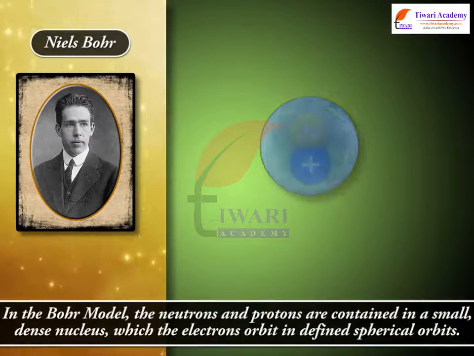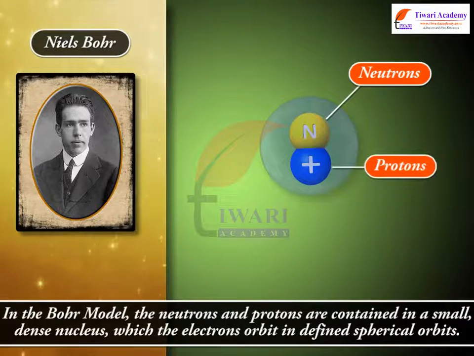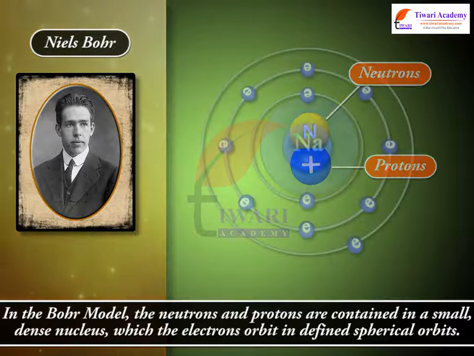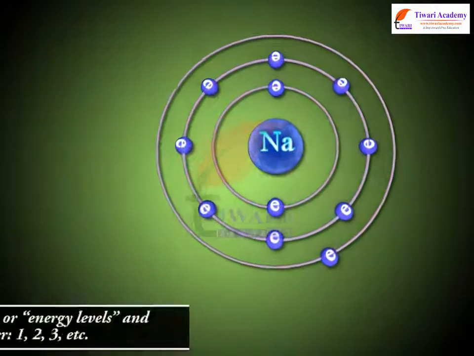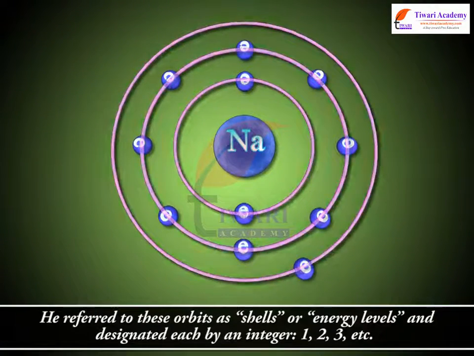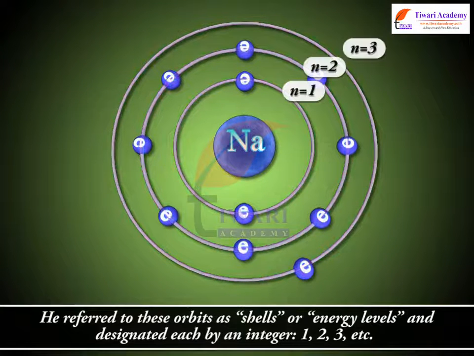In the Bohr model, the neutrons and protons are contained in a small, dense nucleus which the electrons orbit in defined spherical orbits. He referred to these orbits as shells or energy levels and designated each by an integer 1, 2, 3, etc.